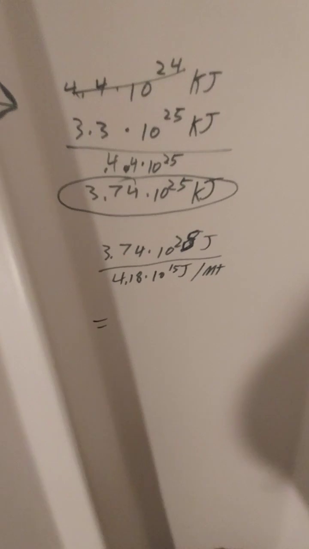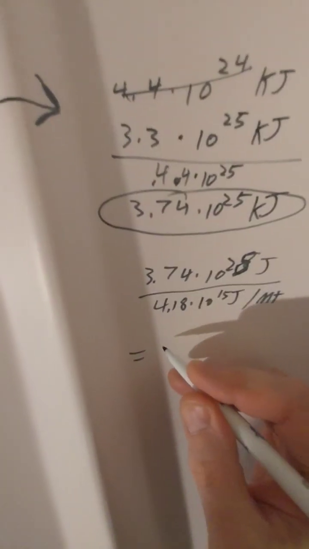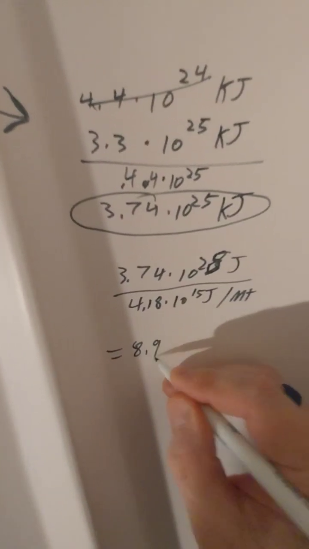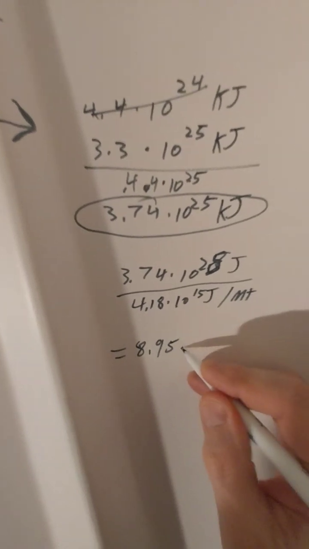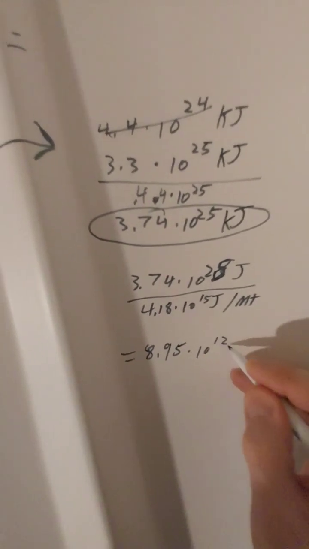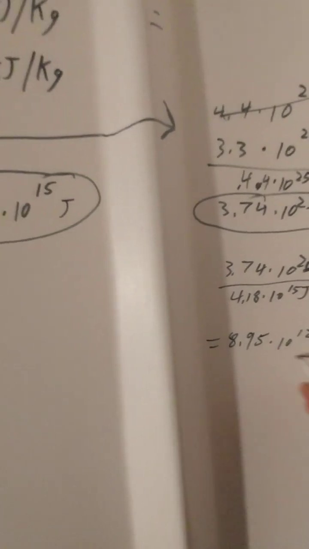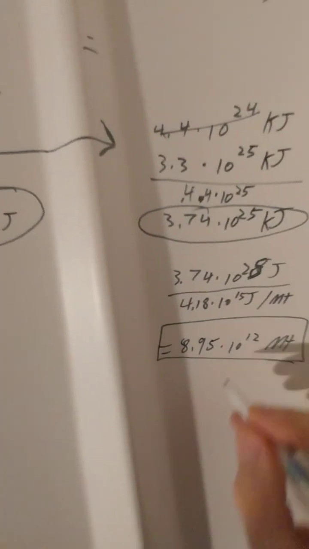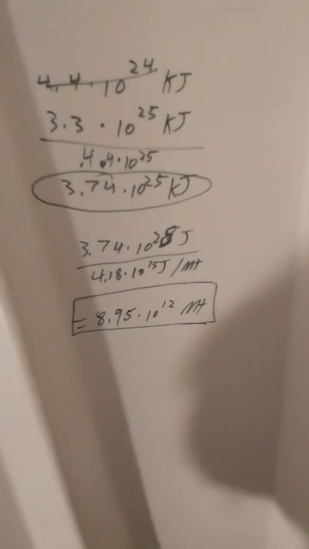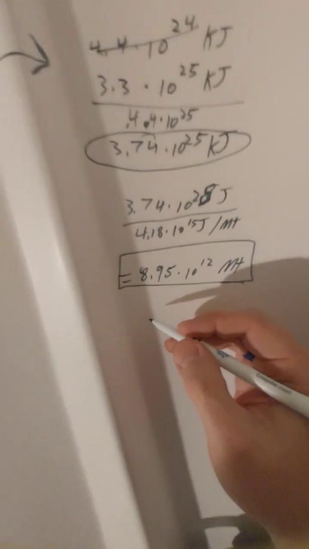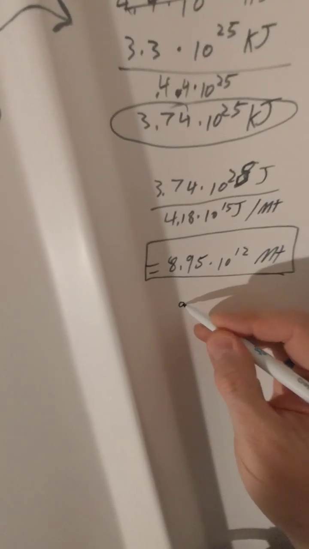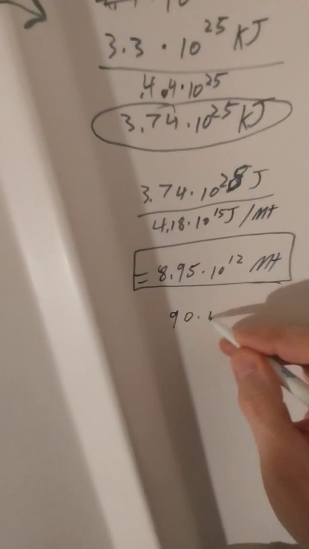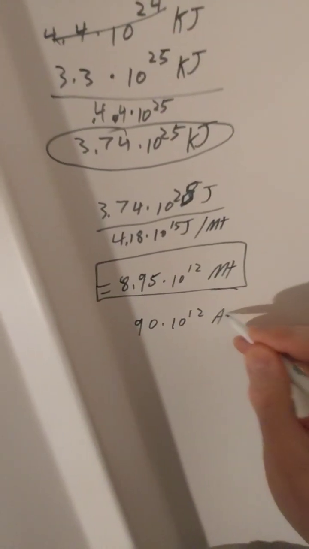Okay, ready for this? This is going to give us 8.95 times 10 to the 12th megatons. It's roughly 9 trillion megatons. In terms of A-bombs, that's 90 trillion A-bombs.